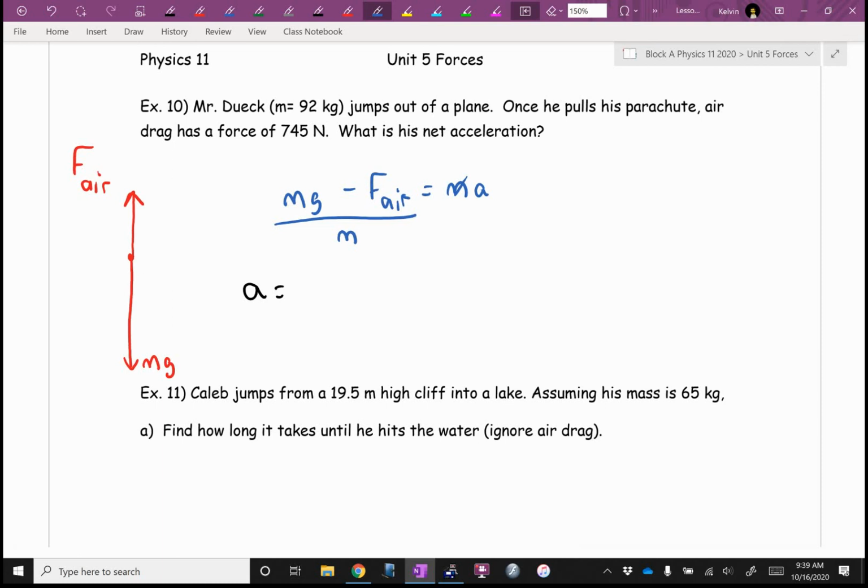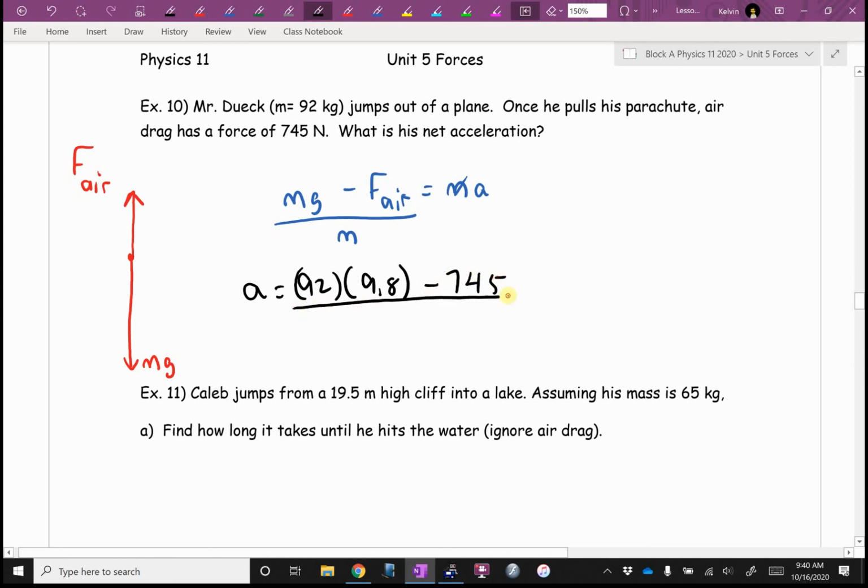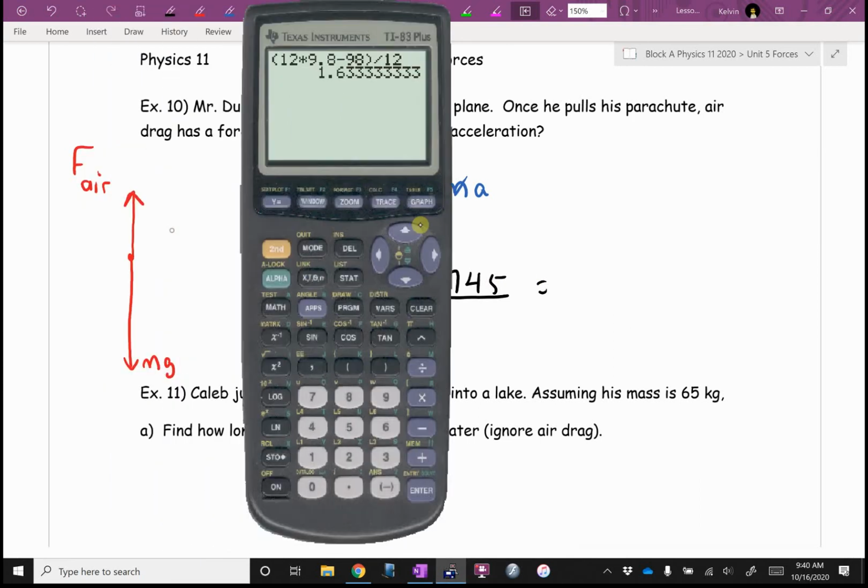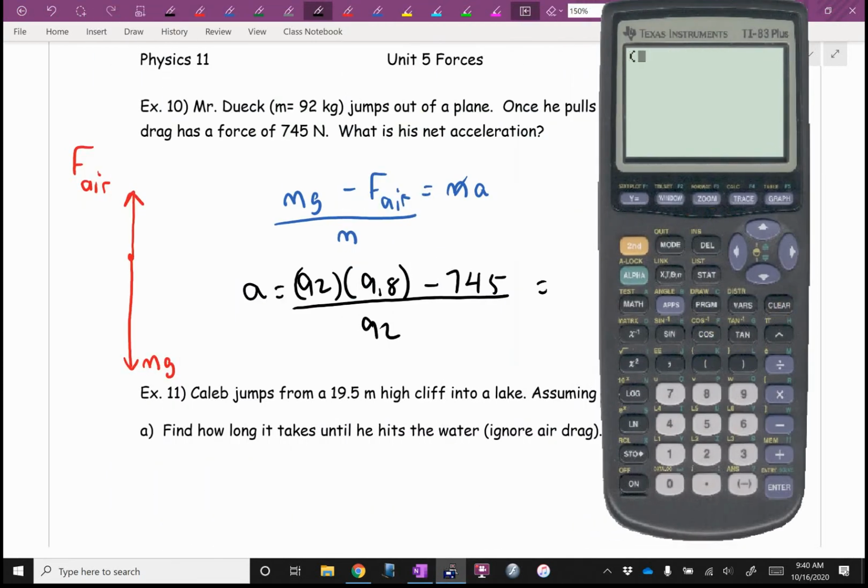Wait a minute. mg, so 92 times 9.8 minus 745, all over 92. This one I can't do in my head. Is it a fraction? Brackets around the top. Oh, typo. You're in a slump. Got to recover. Do you get 1.7? Yes. Okay.